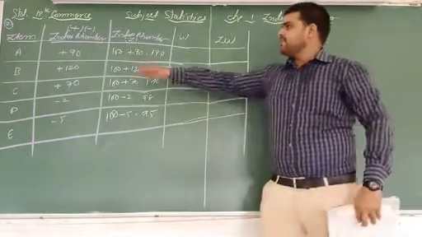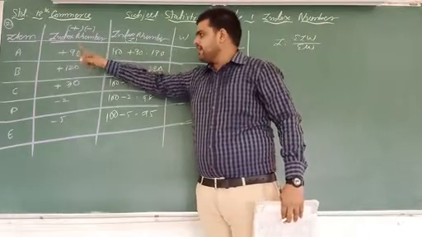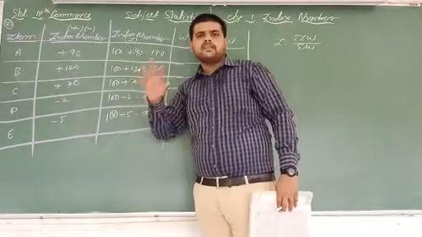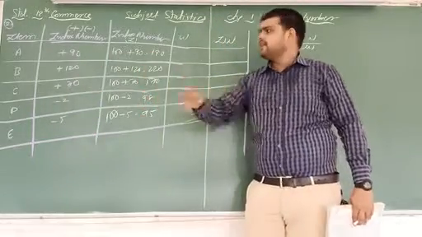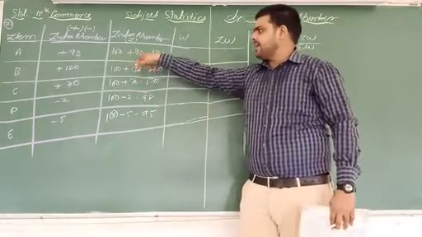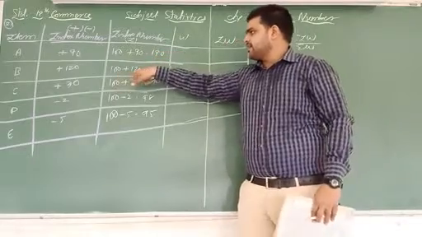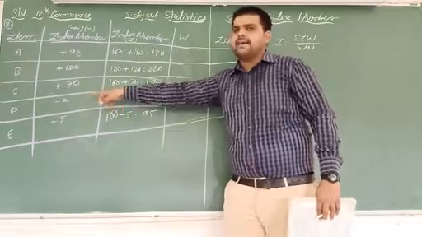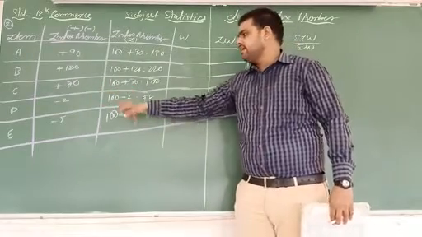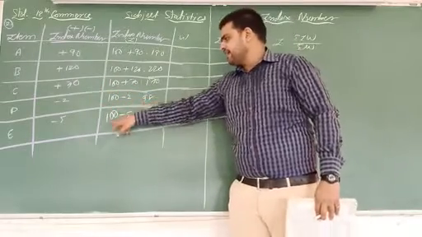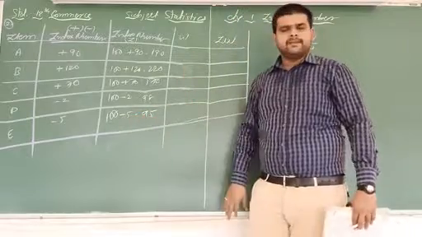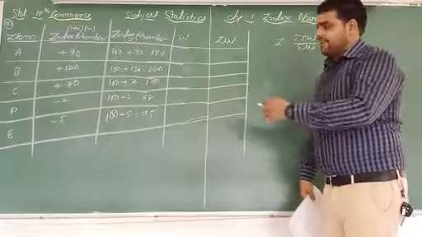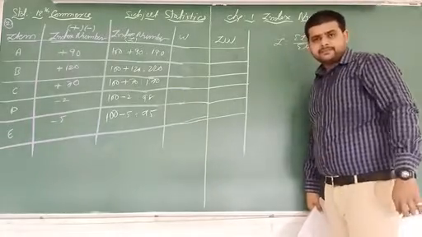Again, the index number is increased by 90, 120, 70, and decreased by 2 and 5. What is the general index number, or what is the percentage? 100%. So 100 plus 90, 190. 100 plus 120, 220. 100 plus 70, 170. Here minus, so we have to deduct from 100. 100 minus 2, 98. 100 minus 5, 95.